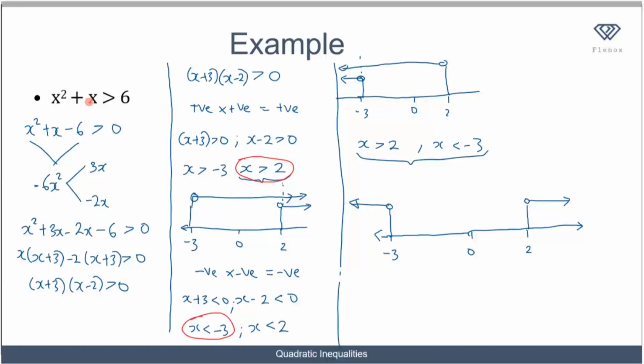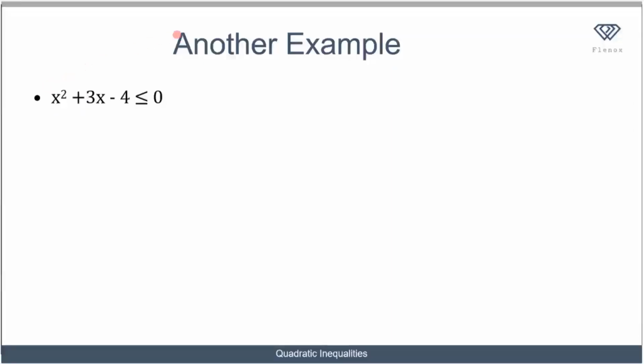Now let's look at another example. So in this example, we proceed like we would. So first, we already have this as being less than or equal to 0. So we can factorize directly. So we factorize by multiplying the first term and the last term, which gives us minus 4x squared. So what two numbers can I multiply together to give me minus 4x squared, when I add or subtract, I'll get 3x? So that is pretty straightforward.